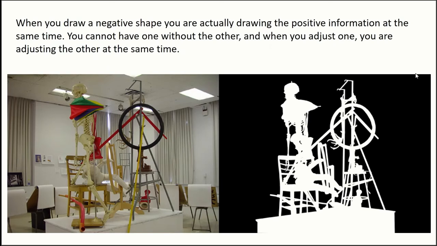When you draw the negative shape, you're actually drawing the positive information at the same time. You can't really have one without the other. When you adjust one, you're actually adjusting the other at the same time.